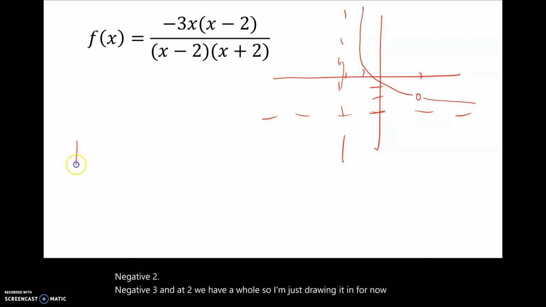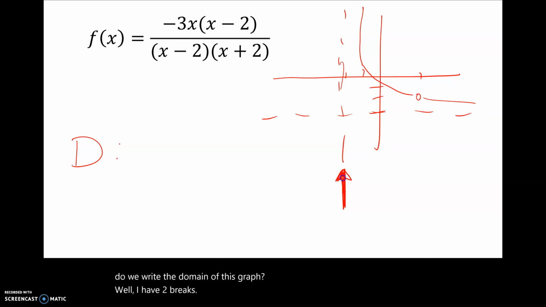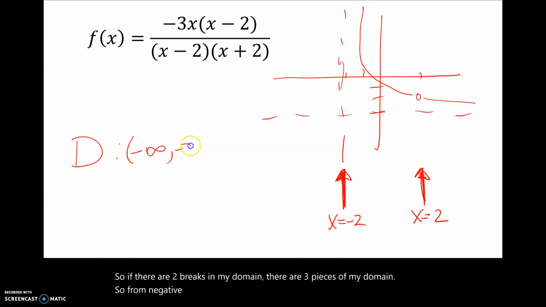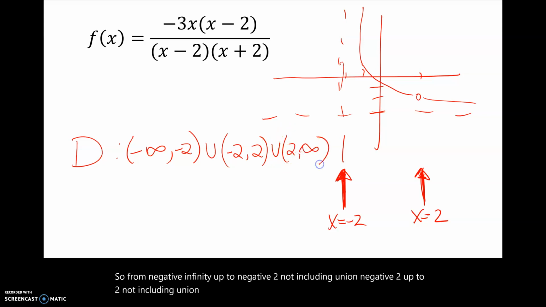So how do we write the domain of this graph? Well, I have 2 breaks, at -2 and at 2. So if there are 2 breaks in my domain, there are 3 pieces of my domain. So from -infinity up to -2, not including, union, -2 up to 2, not including, union, 2 to infinity.